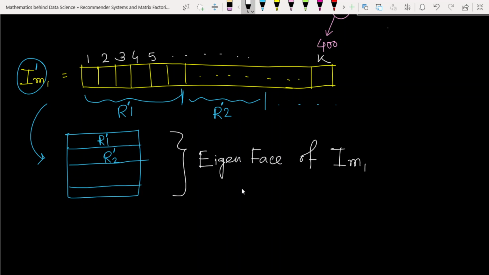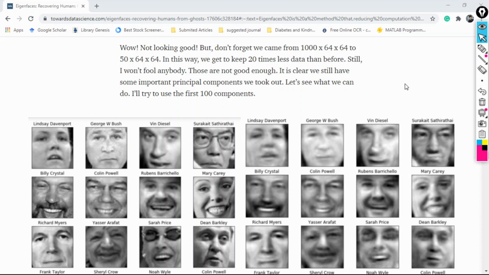Okay, so now let's look at it through a real-life example. I think then it will be better for your understanding. Now let's see how this algorithm that we have discussed is applicable to real data.